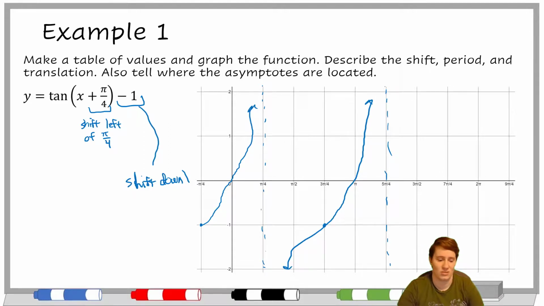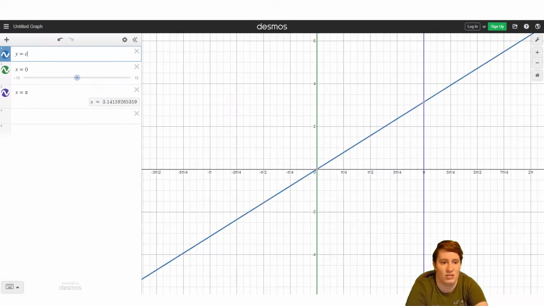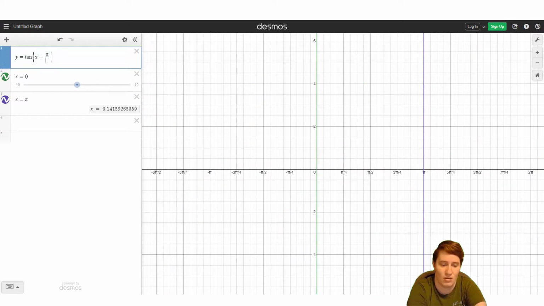I do want to show you on Desmos. The period of the graph is pi because the thing that affects the period is a number that's in front of x, and we don't have one, so it's just a normal pi. This is x plus pi over 4.